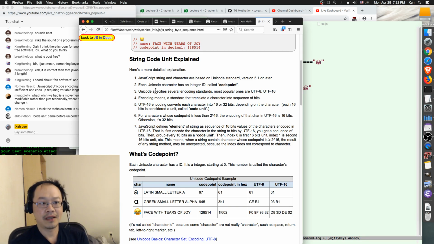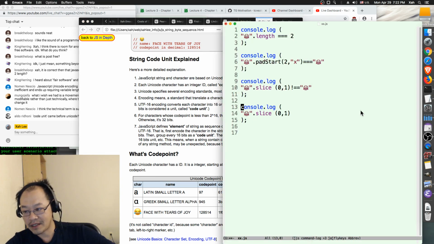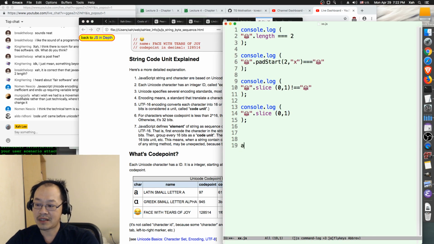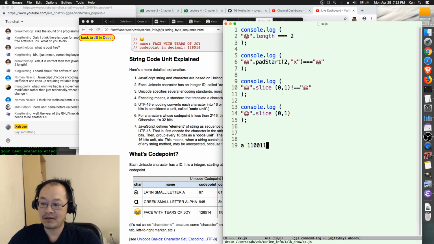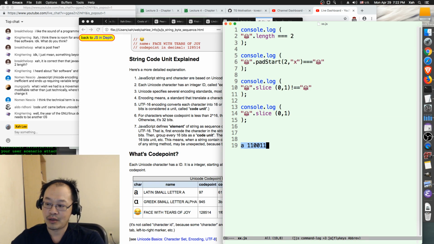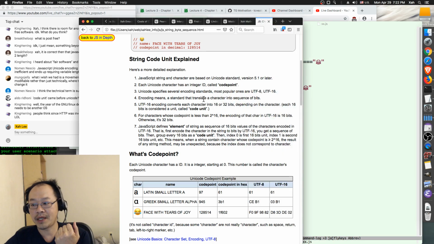So what does encoding mean? Encoding means you want to turn a character into a sequence of binary bits. Of course, there are many ways to do that. For example, you can say the character A should be encoded as 110011. It's kind of arbitrary, but there are some standardized ways of encoding to turn a character into a sequence of ones and zeros. That's what encoding means. The two most popular ones defined by Unicode are UTF-8 and UTF-16.